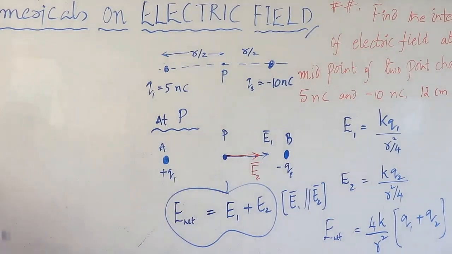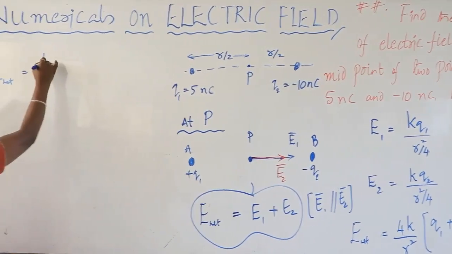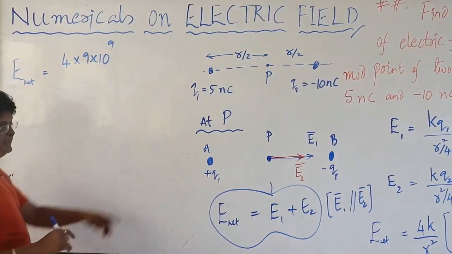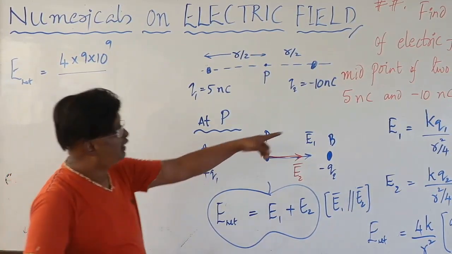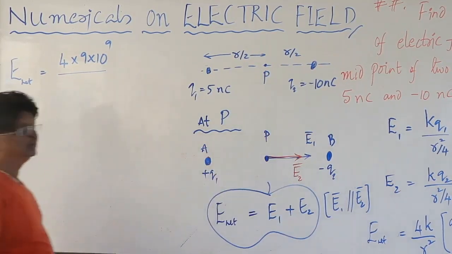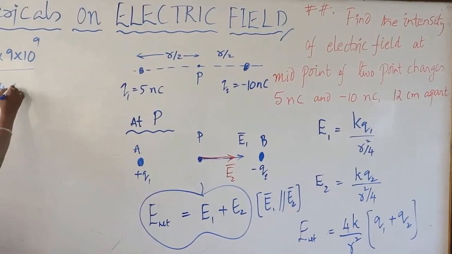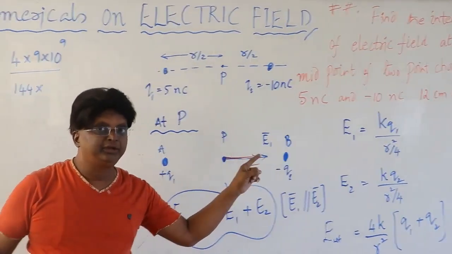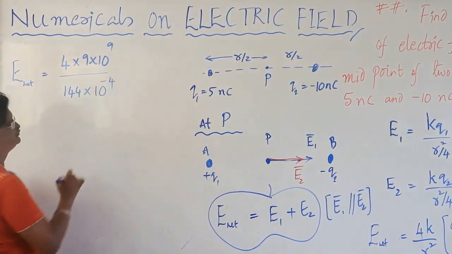One last slide. 4 times. What is the value of K? 9 into 10 rise 9. R square value: how much did we get for R? R is given to be 12 centimeter. So 12 centimeter squared is 144. And now remember it is centimeter. Centimeter converted into meter, therefore it is 10 rise minus 4.